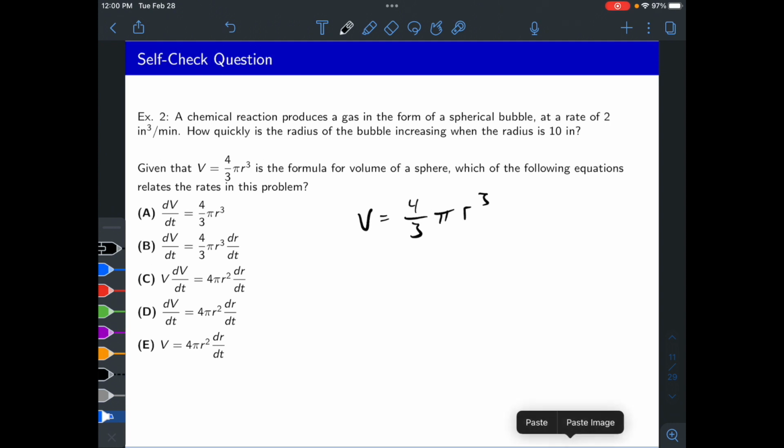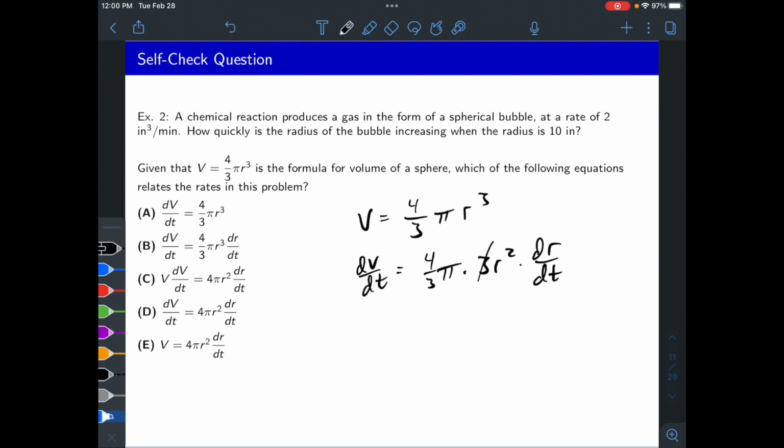All right, assuming you've had a chance to try this, we want to take this equation and just use implicit differentiation, take the derivative with respect to t of both sides. The left side will just get dV/dt. On the right side, we get 4/3 pi times 3r squared. Derivative of r cubed is 3r squared. And then times dr/dt.